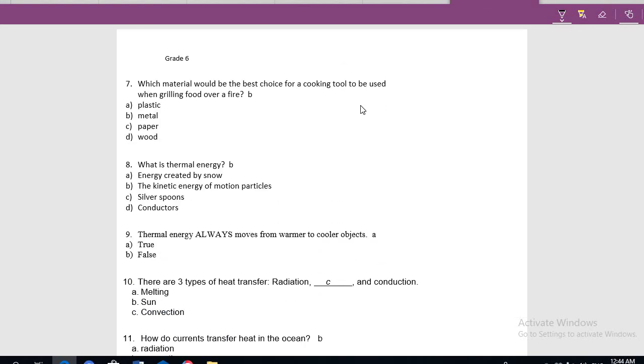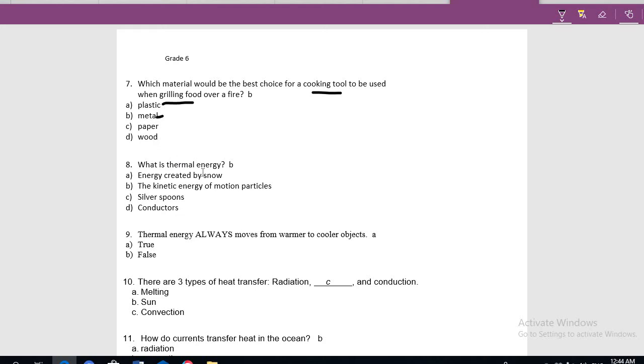Which material would be the best choice for a cooking tool to be used when grilling food? So I need a conductor. Which substance of these is a conductor? Plastic, no, insulator. Metal, yes, conductor. Paper, no, insulator. Wood, no, insulator.